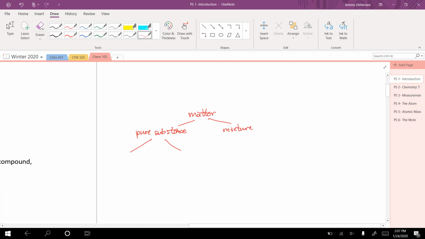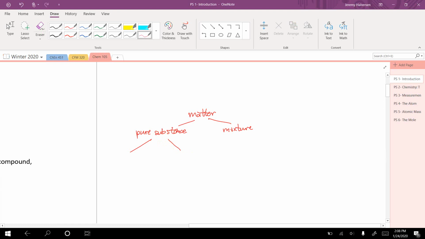First, a pure substance is something where everything in the stuff that you have has the same chemical makeup. So they're all the same atoms, they're all the same molecules. A mixture then would be where you've got more than one type of chemical makeup in your stuff. And we'll talk about some examples.